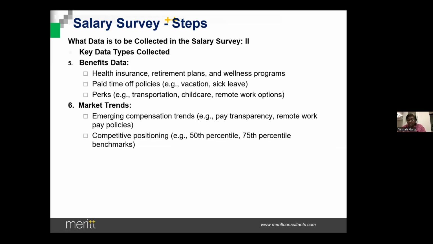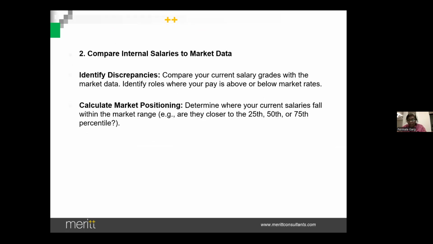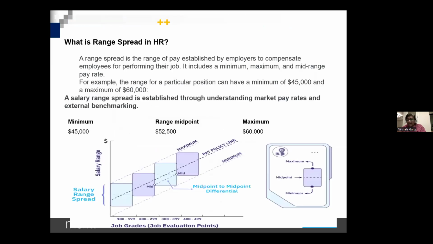Now, having said that, what you need to understand is how to design a pay structure. Very important. You have learned market, you have learned how to create a pay structure. But before you create a pay structure, you need to know certain things. What is a median? What is min? What is salary range, etc. I'm sure most of you would be knowing.